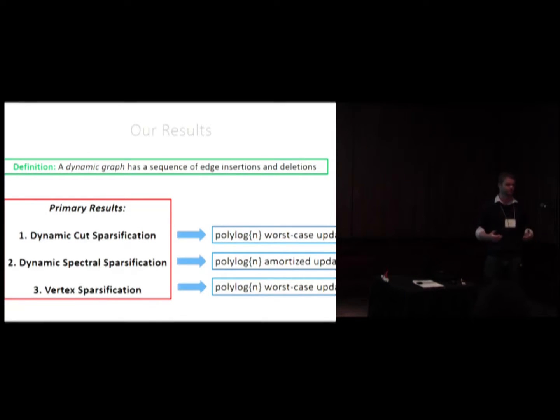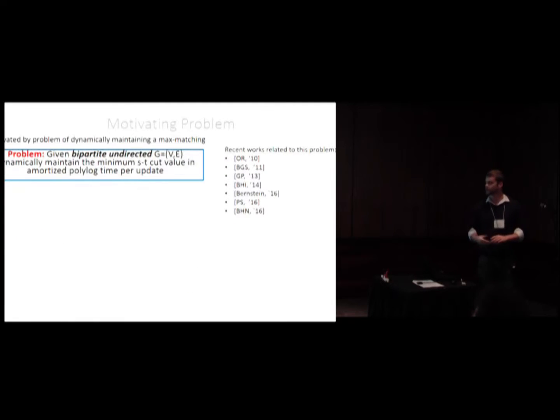So you might be thinking, why would we want to update this every single edge? Why not just wait for all these edge insertions, deletions to take place, and then sparsify our graph? So we're going to first give one motivating problem that we have in our paper that gives a reason why we want to do this for every single edge insertion and deletion. That motivating problem, we believe, is actually quite closely related to some of the last work, which was dynamically maintaining a max matching. This problem has received a lot of recent work, and our problem will be a bipartite undirected graph, and we're going to dynamically maintain the minimum cut value in polylog time.